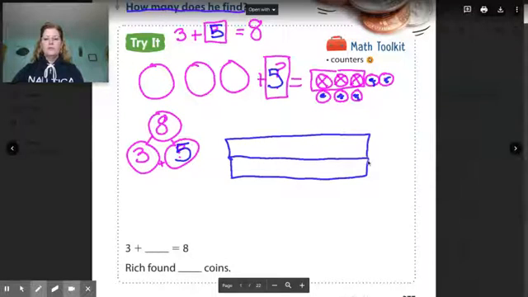I always use this with my second graders. So this was the tape diagram. It's like a fancy number bond. Part plus part equals whole. Well, we know that one of our parts was 3, and altogether we have 8.